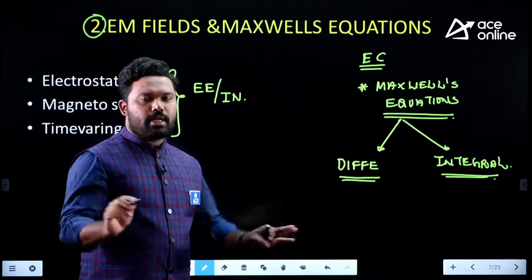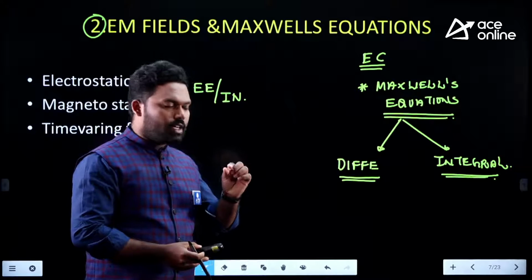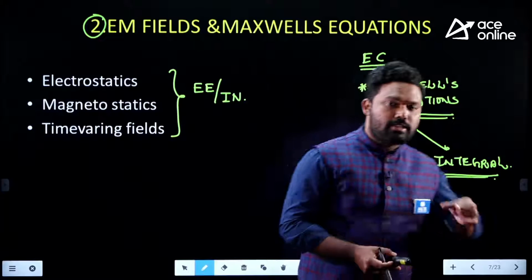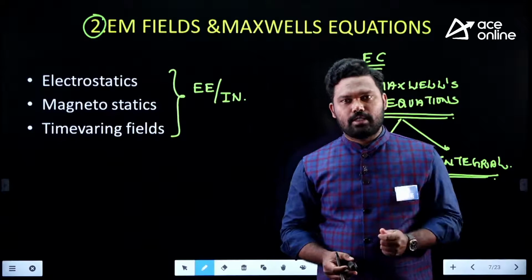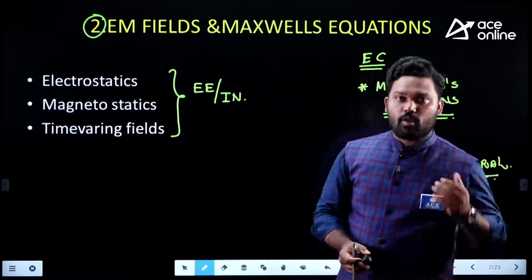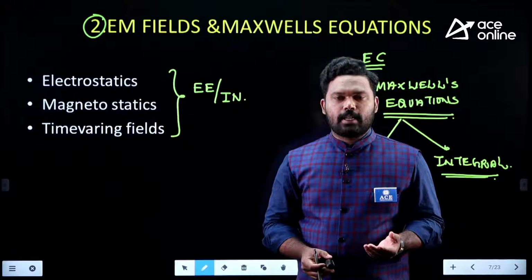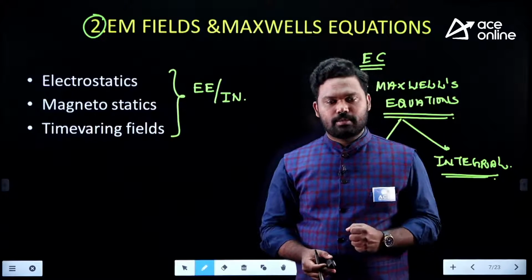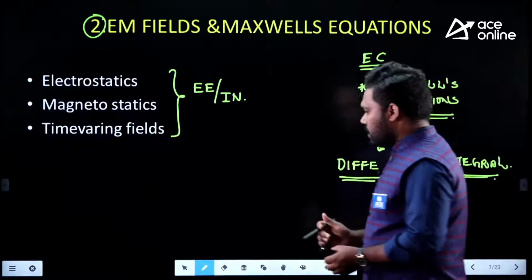To understand Maxwell's equations and EM phenomena, one should have a basic knowledge of electricity and magnetism. You should know what an electric field is, what a magnetic field is, what Gauss's law is, what Ampere's law is, and what Ohm's law is in the field form. Some basics are required. So what you need to do is first look at the Maxwell's equations.